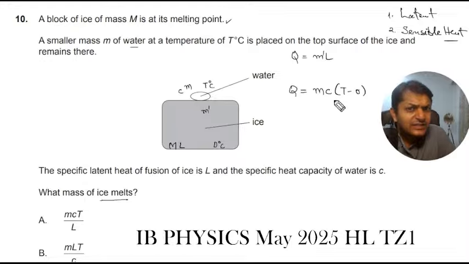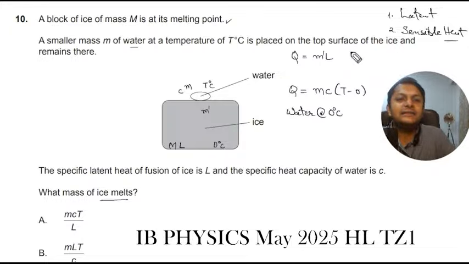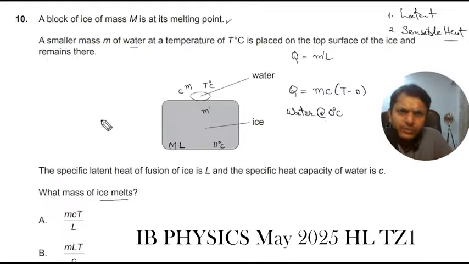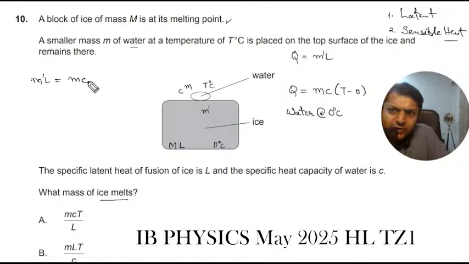After this, the water at T degree will be converted into water at 0 degree, and this is ice. This ice is now melting. So ice is also melting from 0 degree ice to 0 degree water. So these two things should be equal to each other. So m dash L is equal to mcT, because it is T minus 0, and the m dash value will be given by mcT divided by L.